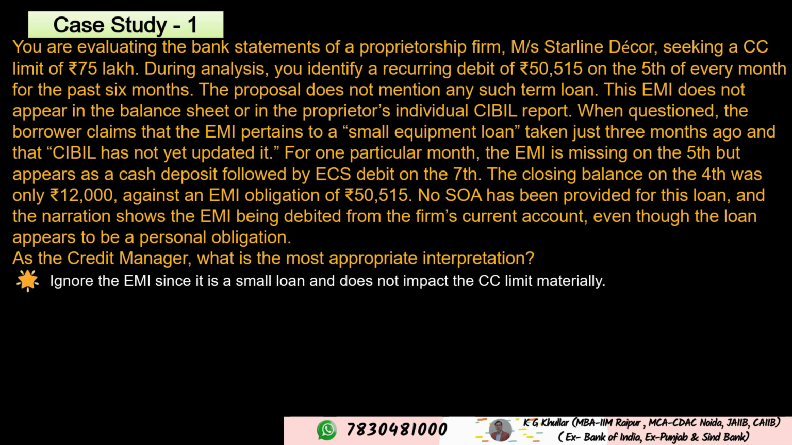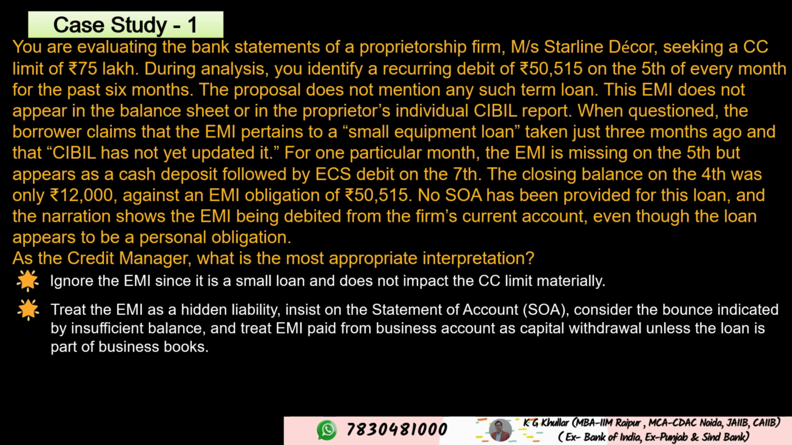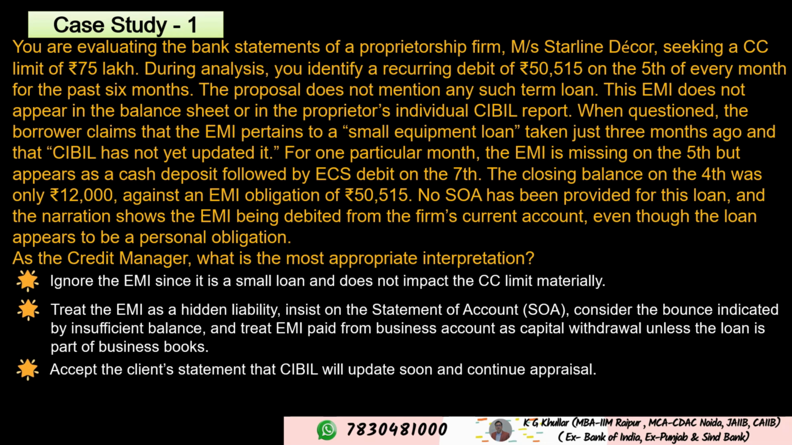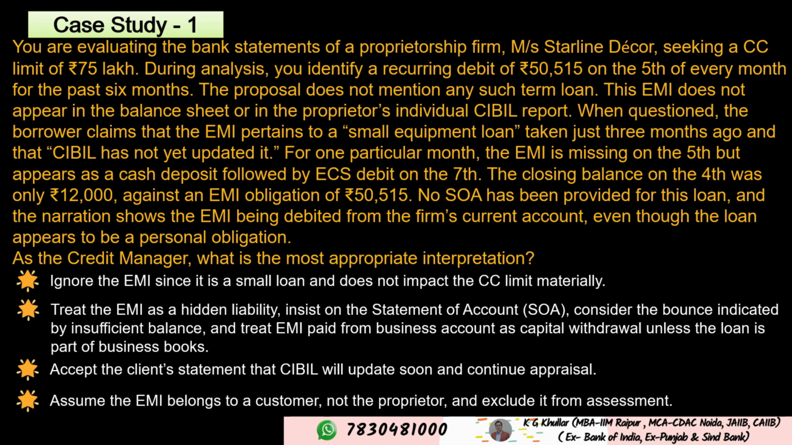Then second option is treat the EMI as a hidden liability, insist on statement of account, consider the bounce indicated by insufficient balance and treat EMI paid from business account as capital withdrawn unless the loan is part of business books. Then third option is accept the client's statement that CIBIL will update soon and continue appraisal. And last option D is assume the EMI belongs to a customer, not to the proprietor and exclude it from assessment.